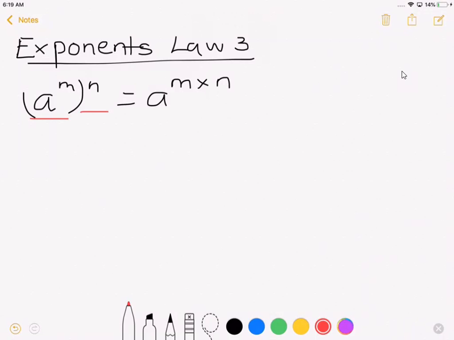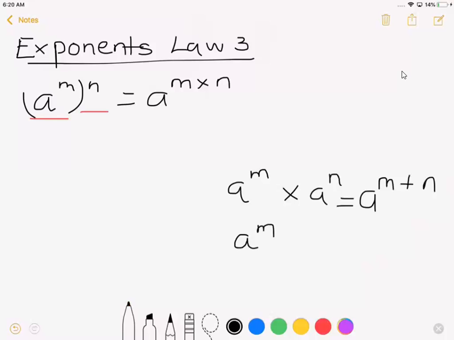Remember, for law number 1, we said a to the power of m times a to the power of n is equal to a to the power of m plus n. When the bases are the same, what do you do to the powers? When the bases are the same and you are multiplying, you add the powers. And law number 2, we said a to the power of m divided by a to the power of n is equal to a to the power of m minus n. When you are dividing and the base is the same, you subtract the powers. But this time, when we have a power of a power, you multiply the powers.